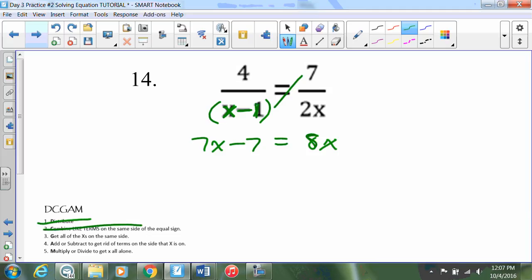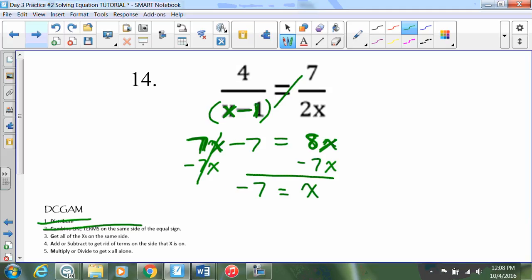If I move my 8X over to the other side, I'm going to have nothing left over here, and that freaks students out sometimes. So instead of moving the 8X over to the left side, we're going to take the 7X and move it to the right side. We can do it. If we're going to move it, we do the opposite. This is a positive 7X, and the opposite is a minus, so we subtract 7X from both sides. 7X minus 7X, gone. We bring down the -7, we bring down the equal, and 8X minus 7X is X.